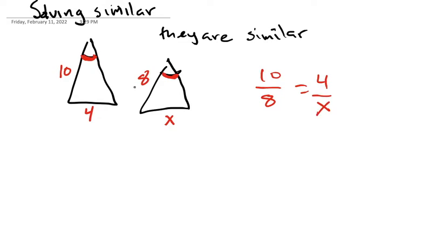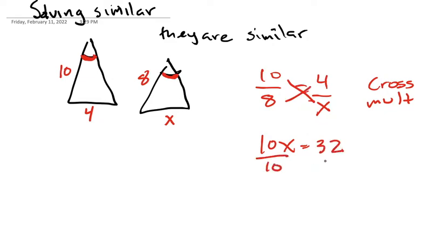We know this because, again, the sides must grow and shrink by the same amount. So the amount this one grew, this one has to grow by the same amount. After we set it up, we cross multiply. 10 times x and 4 times 8. And we finish our algebra solving. So x is going to be 3.2, or 32 over 10, or 16 over 5. So the basic idea is that similar shapes will grow and shrink by the same amount.